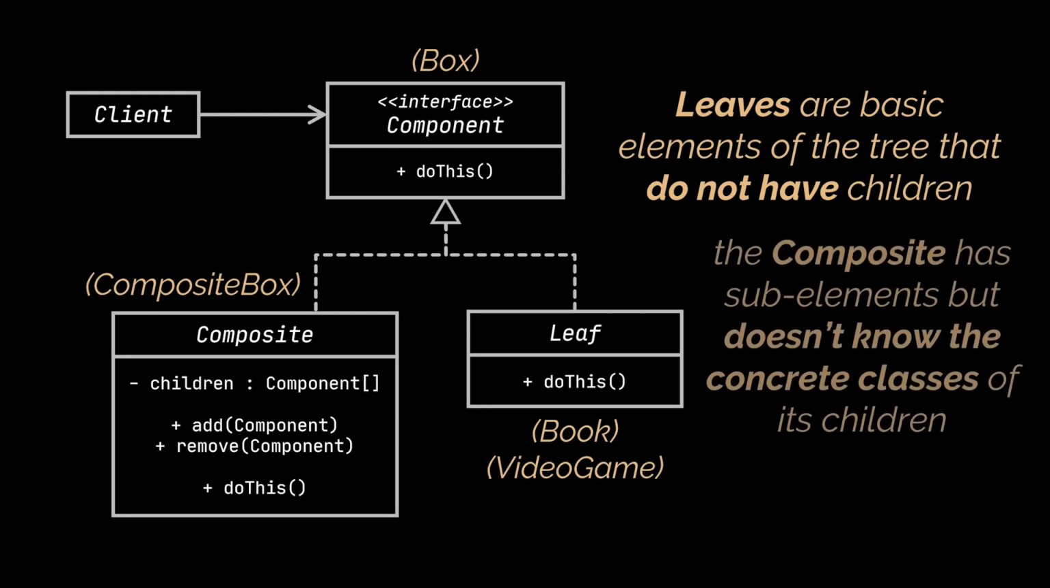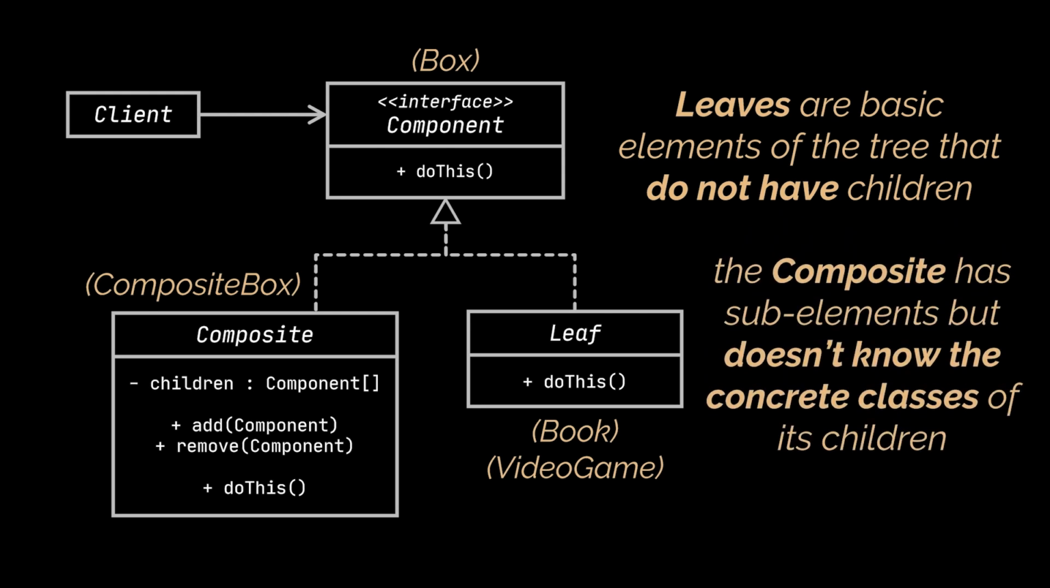Leaves are basic elements of the tree that do not have sub-elements. Usually, leaf components end up doing most of the real work since they don't have anyone to delegate the work to. On the other hand, the composites, aka the container, is an element that has sub-elements, leaves, or other containers. A composite doesn't know the concrete class of its children. It works with all sub-elements only via the component interface.